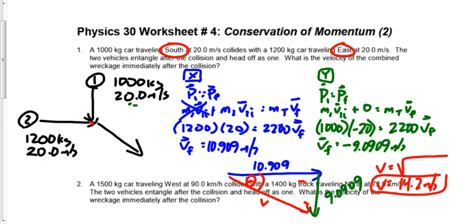And solve for theta using the inverse tan function of opposite over adjacent. 9 over 9.90, 9 over 10.90 gives me 39.8 degrees. And I said south of east.